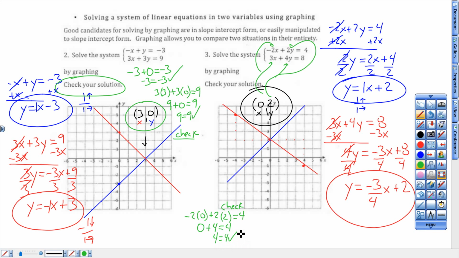4 equals 4. When I plug that (0, 2) into the bottom one, 3 times 0 plus 4 times 2, that should equal 8. That gives me 0 plus 8 equals 8. You can see that one works. That one is a solution. That's checking your solution. All right, moving on.